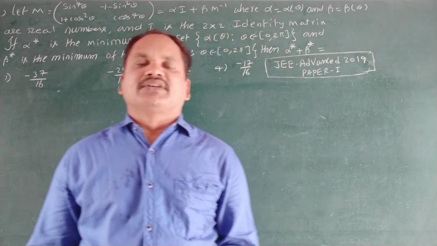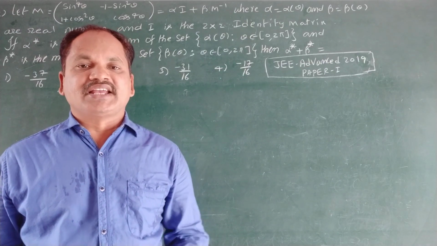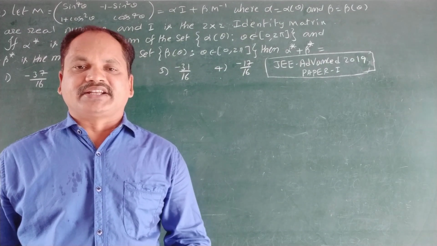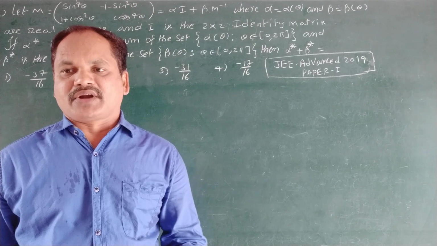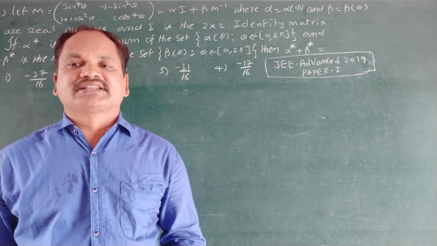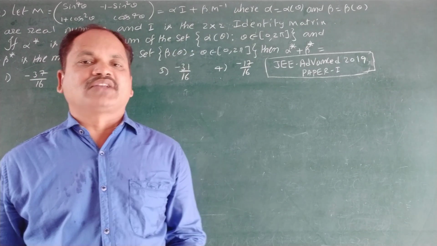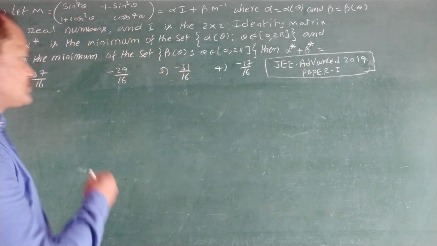Now, this is a question from JEE Advanced 2019, Paper 1, from the first section. This is a straight objective question. Now, we have to solve this question. Right, the solution for this one.